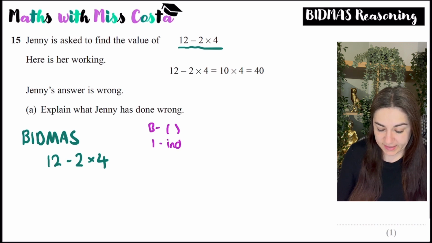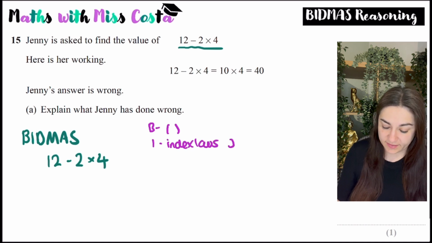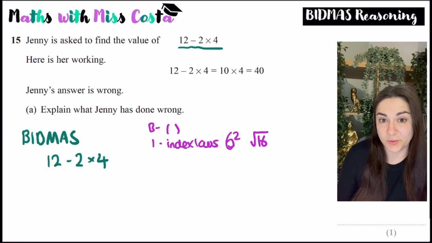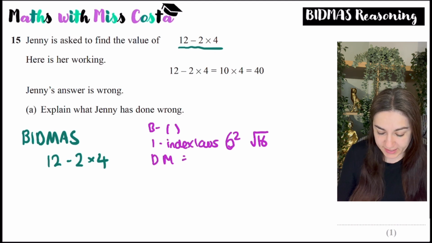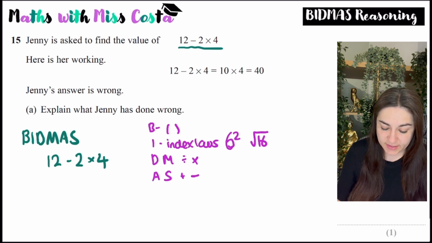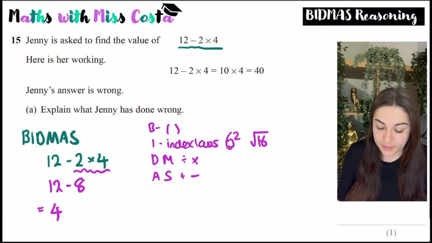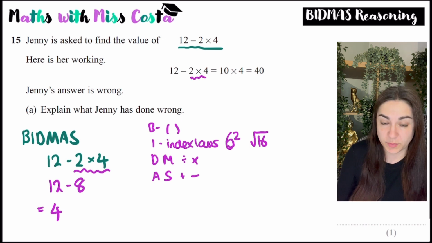Then I would do anything that has index laws, so things like if I said 6 squared, or if I had to find out the square root of 16, that's what an index is. Division and multiplication are next, and then finally we do addition and subtraction. So I know, using BIDMAS, that I'm going to have to do the multiplication first. So that would become 12 take away 8, which is 4. So I know that the answer should be 4. And I know that the first thing that I should have done is multiply.